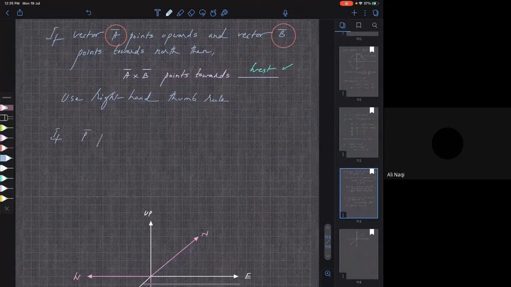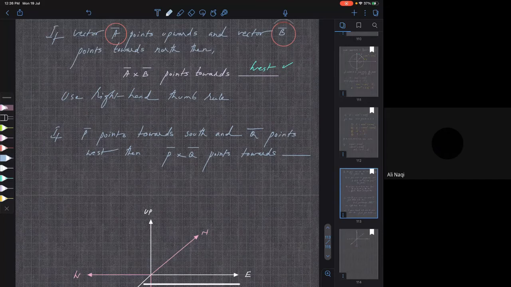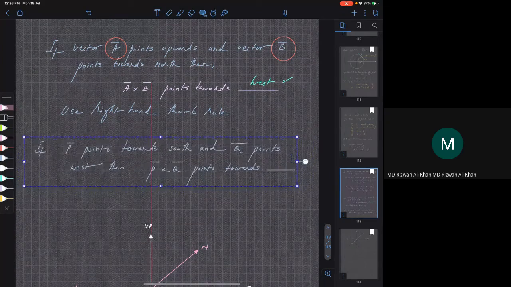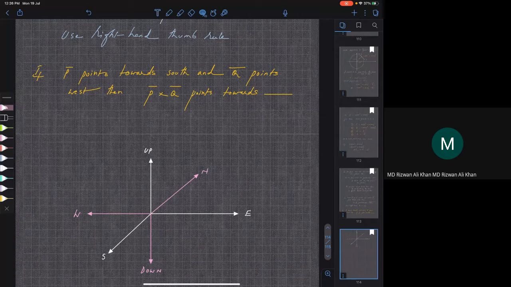If P bar points towards south and Q bar points west, then P bar cross Q bar points towards, tell me. Then it will be downwards. Downwards.